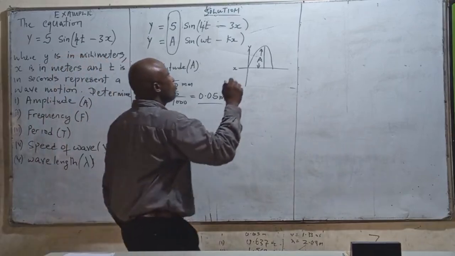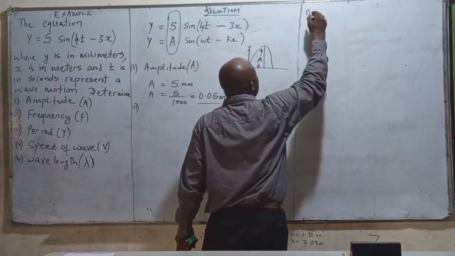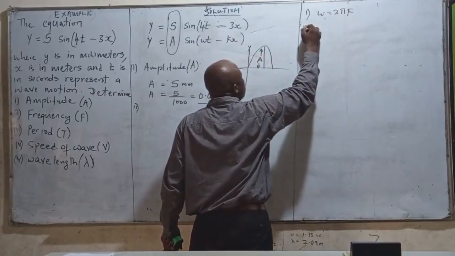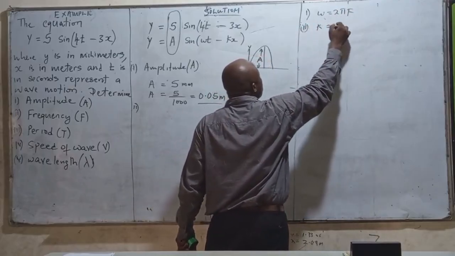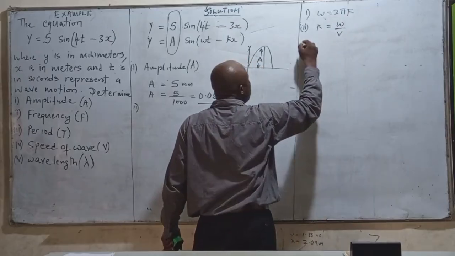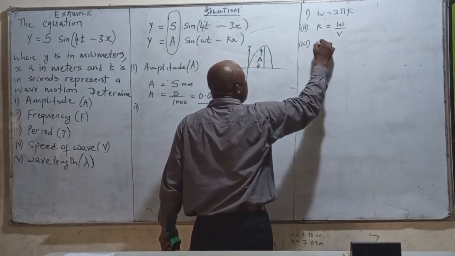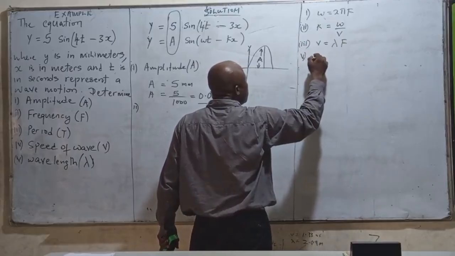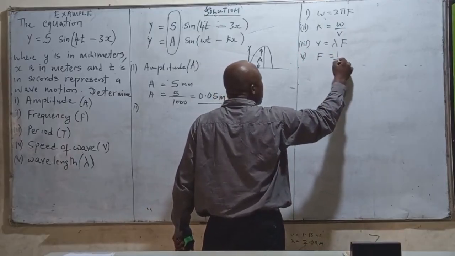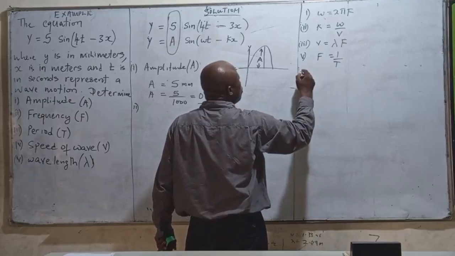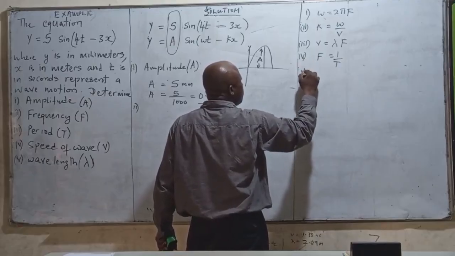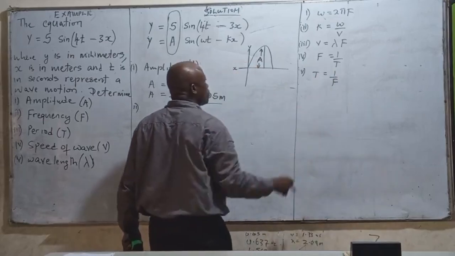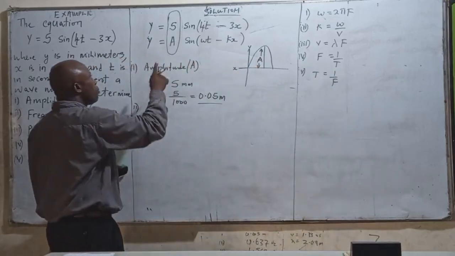So I'll write here one of the basic formulas. Number 1, we have w equal to 2 pi f. Number 2, k is equal to w over v. Number 3, v equal to lambda f. Number 4, f is equal to 1 over T. And number 5, T is equal to 1 over f. With these basic formulas, let's see how far we go with this equation.